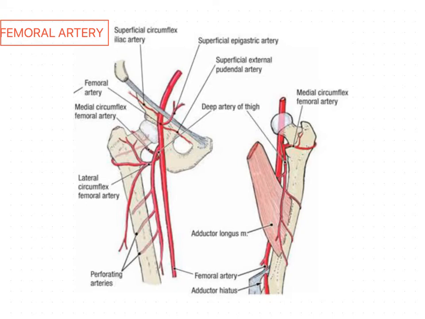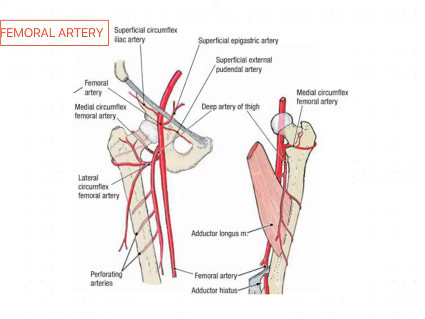Dear students, welcome back. In the previous session, we discussed the main arteries which supply the entire lower limb. Now, in this session, we are going to discuss the branches which arise from the main arteries and their supply.